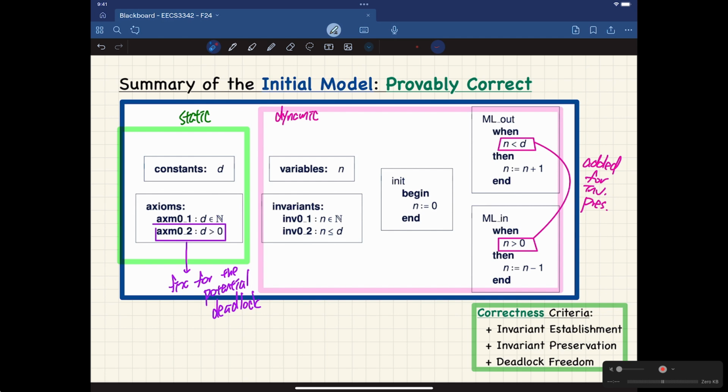And other than that, you can see nothing is new. We got constant, we got axiom, variables, invariant. That's going to be true for every model we're going to see. Okay. Any questions about the initial model M0?